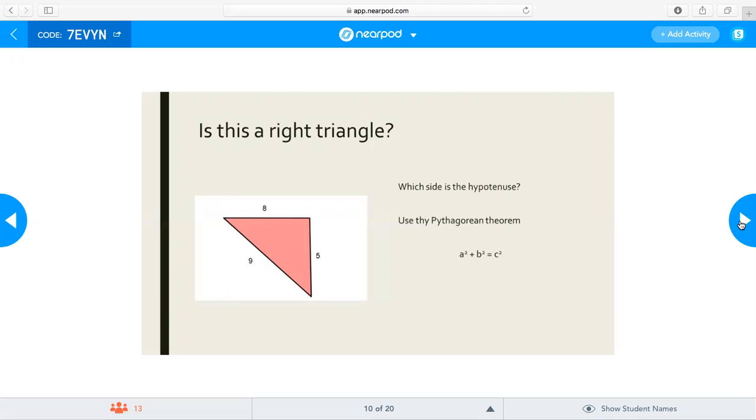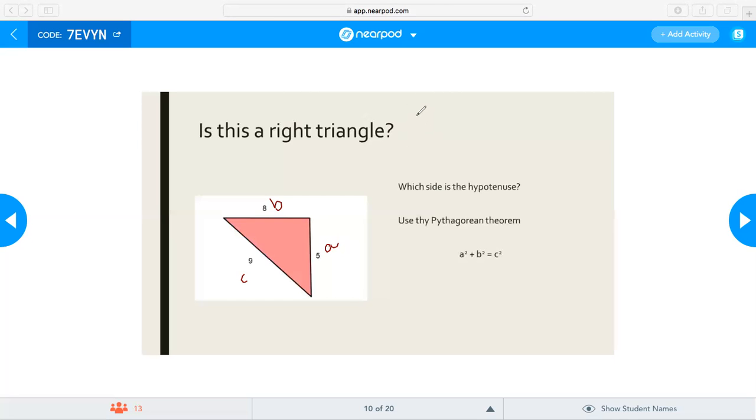All right, we want to see if this is a right triangle. First, we have to label. Which side would be the hypotenuse? 9, absolutely, because 9 is the biggest number, so 9 would represent our hypotenuse. So we're going to say 9 is C. And then you can say either 5 or 8 is A and B. I'm going to put 5 as A and 8 as B. Doesn't matter though, because they're just the legs.